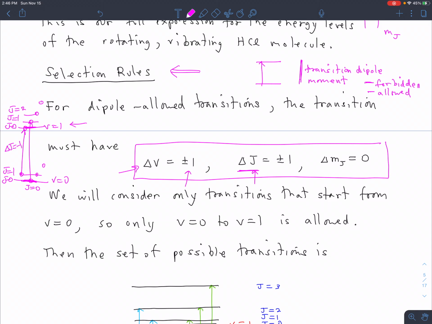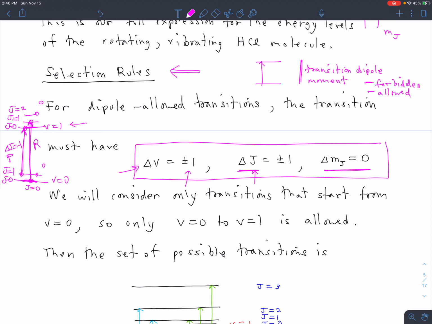So there's two different possibilities. One is that the delta J gets bigger as I make the transition. The other is that the delta J gets smaller as I make the transition. And we'll see that has a big effect on the spectrum. We'll talk about that before. That down below corresponds to the P branch, and this corresponds to the R branch.